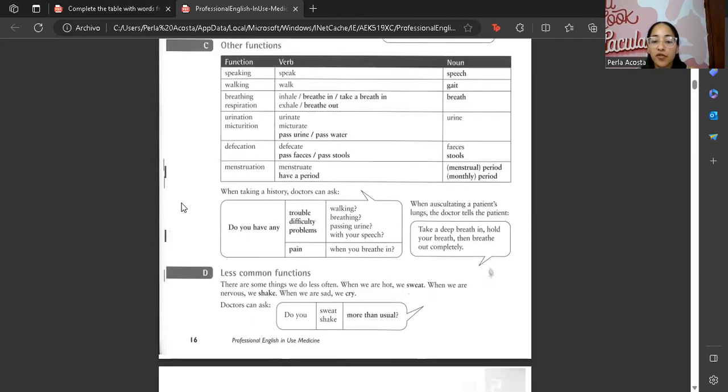D, less common functions. There are some things we do less often. When we are hot, we sweat. When we are nervous, we shake. When we are sad, we cry. Doctors can ask, do you sweat or shake more than usual?